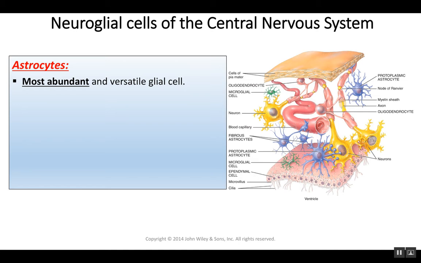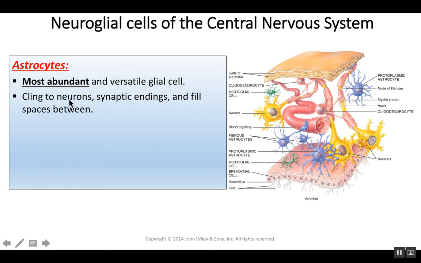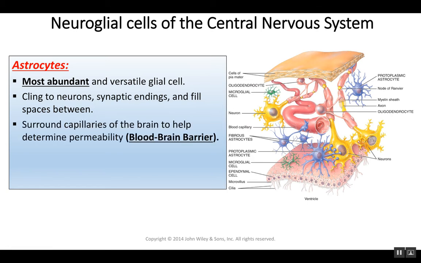What we're going to try to do is highlight the most important functions of each of these neuroglial cells. But your astrocytes are going to do a number of things. They attach to many neurons, so they're thought to guide these neurons and protect these neurons. They have little synaptic endings. You'll notice that this astrocyte seems to be communicating with this neuron here. And then there's a lot of them that are just in the spaces in between the neurons.